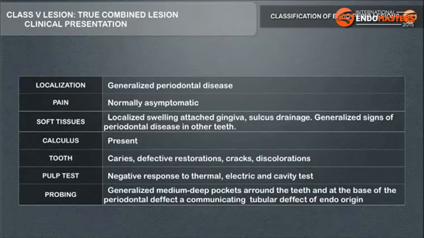There is a negative response to thermal, electric and cavity test. Sometimes this test can be inconclusive in multiradicular teeth. Periodontal probing usually reveals generalized medium-deep pockets around the teeth and in one point at the base of the periodontal defect a communicating deep and narrow tubular defect of endo origin.